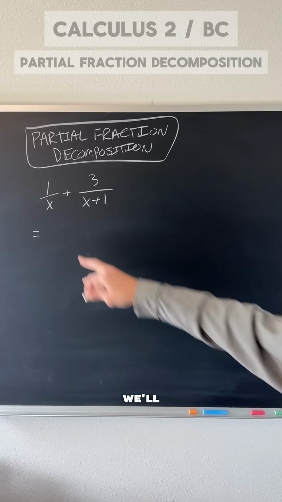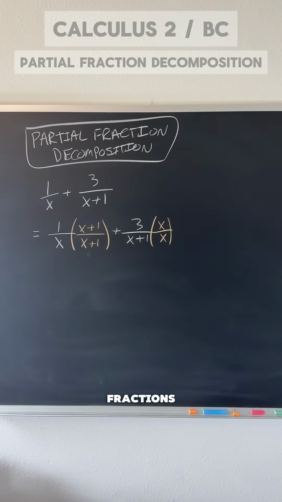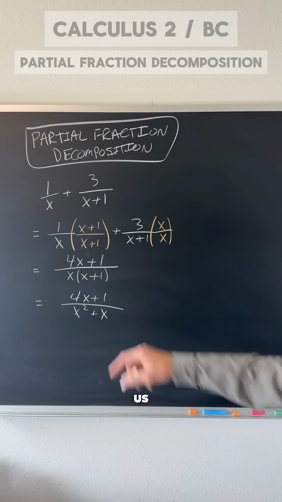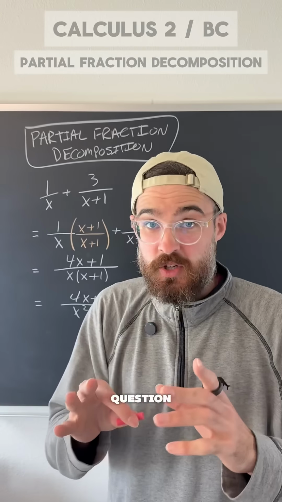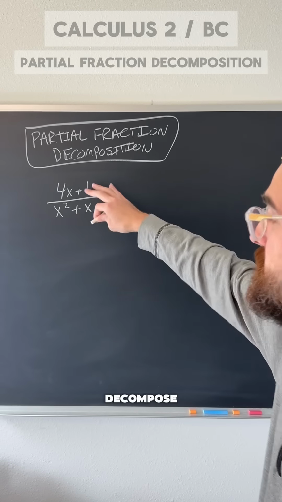To show that that's true, we'll go ahead and add these two expressions. So we go ahead and get a common denominator to add these two fractions, which simplified gives us this, and with the denominator multiplied out gives us the expression we saw earlier. Now the question becomes, how do I go from here to here? To do so, we're going to have to decompose this expression.